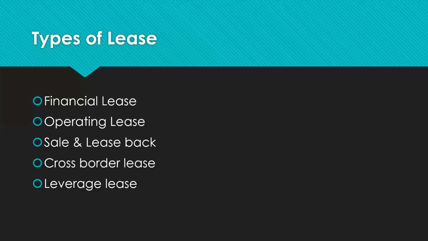Next one is cross-border lease. This is nothing but the lessor and the lessee will be located in two different countries. The country of domicile is different for the lessor and the lessee. So it is an international lease. It's known as cross-border lease. Leverage lease. Leverage lease is where the lessor is not going to contribute 100% of the funds to purchase the asset. Lessor is a person who is owning the asset and renting it out.